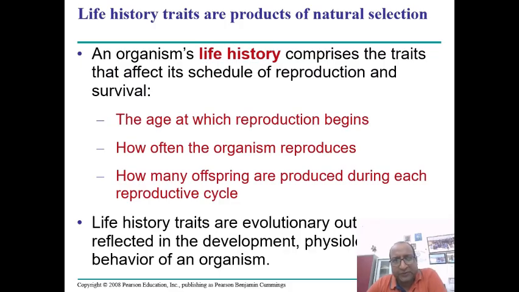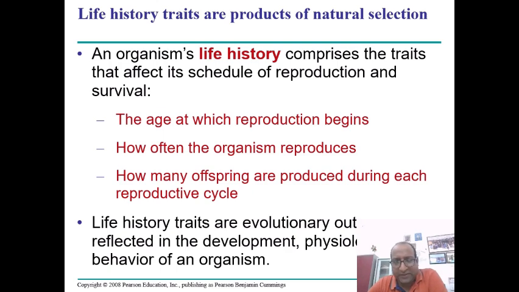Some start reproducing just after birth, and then there is how often they reproduce: daily, monthly, annually, half yearly, quarterly, or sometime in life. And how many offspring are produced during each reproductive cycle, means how many young ones are produced or how many eggs are laid by the female in each cycle. So life history includes the age at which reproduction begins, how often they reproduce, and how much they reproduce in each reproductive cycle.